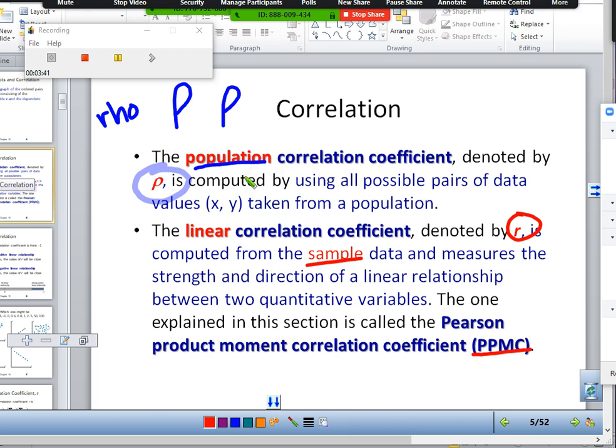That's the population correlation coefficient. And then you have regular ordinary r, which is our sample correlation coefficient. And we're going to be comparing that to our critical value from the PPMC table. So the PPMC table is where we're going to get our critical values for this problem.